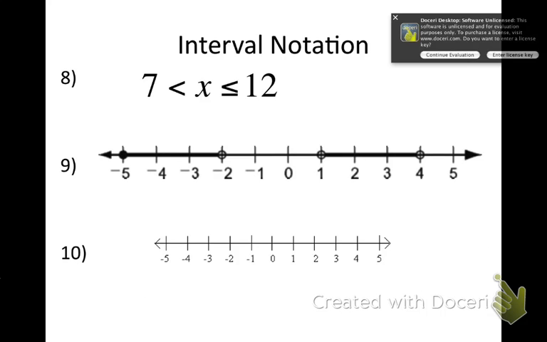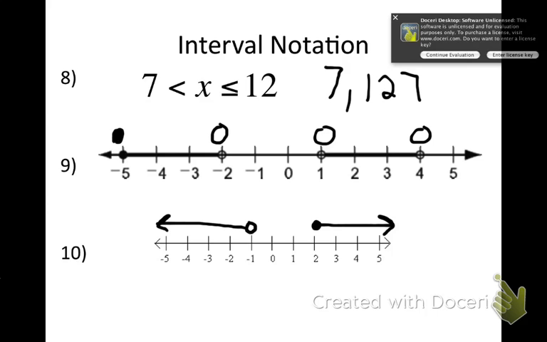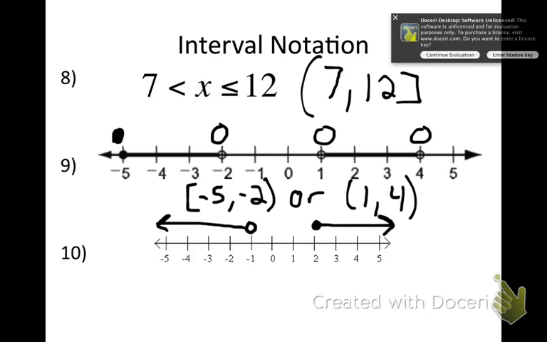Try these 3. What do you suppose for number 8? How would that look like for number 8? Sean, what do you think? Yep. 7 and 12 bracket? Parentheses at the start. Is that what you had, right? Correct. Yep, because 7 is not included because it's less than. Okay. Number 9. How would the answer look for number 9? Garrett, what do you think? Bracket, -5, comma, -2, parentheses, and then parentheses 1, comma, 4, parentheses. Nice job. Interval notation. There it is.